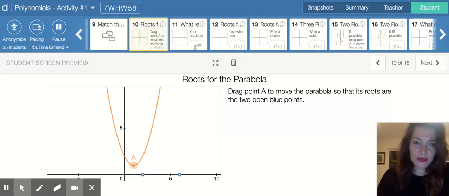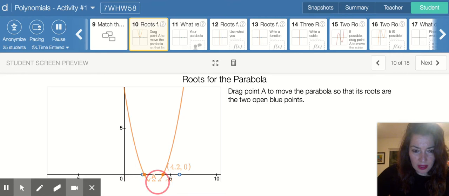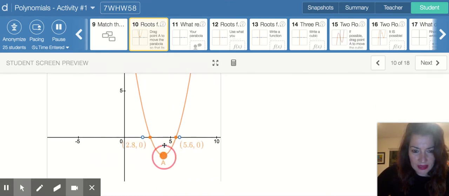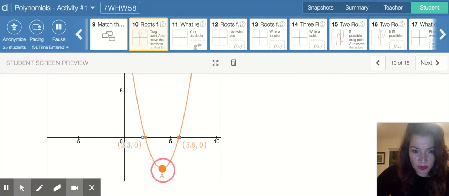All right, everyone, let's take a look at slide number 10. It says drag point A to move the parabola so that its roots are the two open blue points. So I'm going to go ahead and drag this, and let me lift this up a little bit. I'm going to drag it until the roots are touching those two open blue circles. So as best as you can.